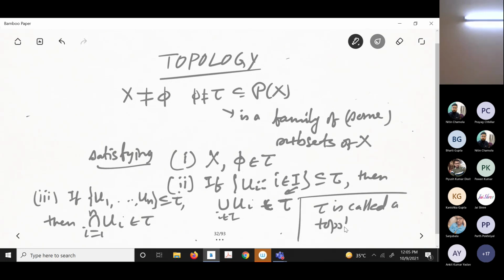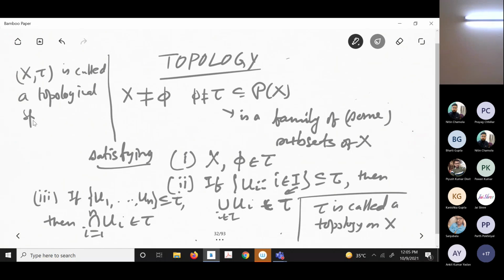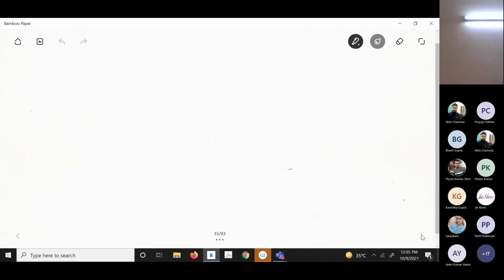Okay, and this pair (X, tau) is called a topological space. Often I will use "top" as an abbreviation of topological. So we're starting with (X, tau), a topological space.